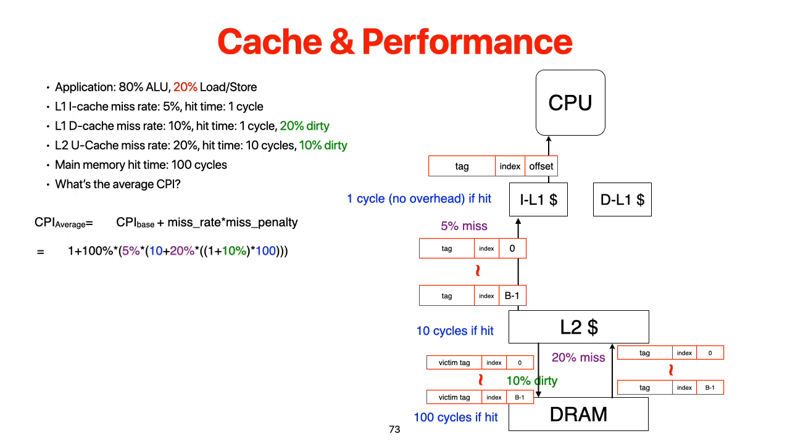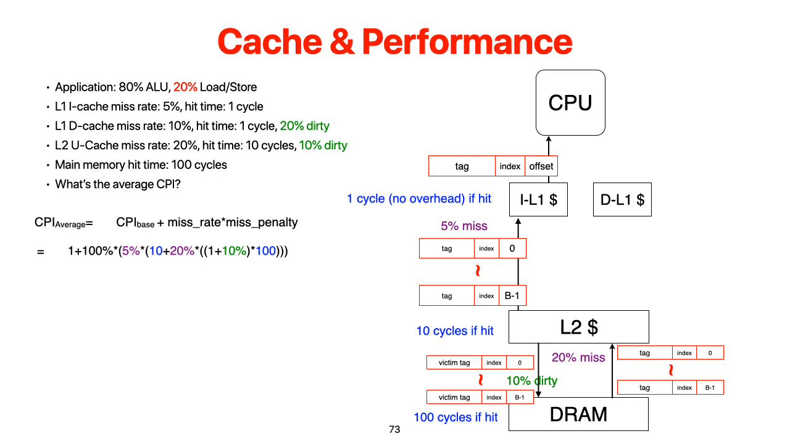So if you walk through that process, for each instruction the base CPI is 1 cycle, meaning it only takes 1 cycle to execute the instruction itself without memory access. However, 100% of the time you will need an instruction memory access because that's the instruction itself. And 5% of the time, which is the purple part, you will get a miss, which will incur 10 cycles of overhead at least. However, 20% out of this 5%, you will have to access the DRAM. And when you access the DRAM, 10% of the time you are going to write dirty data back.